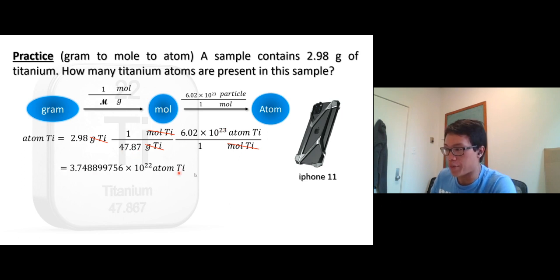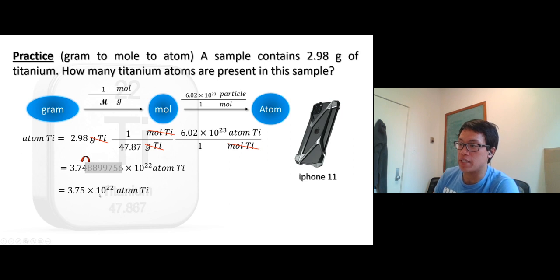So 2.98 times 6.02 times 10 to the 23rd divided by 47.87. You should get a long number right there. This is from my calculator. I'm going to keep the whole thing there and then round up or round down. So 3 sig figs, round it up to 3.75 times 10 to the 22nd atoms of titanium.